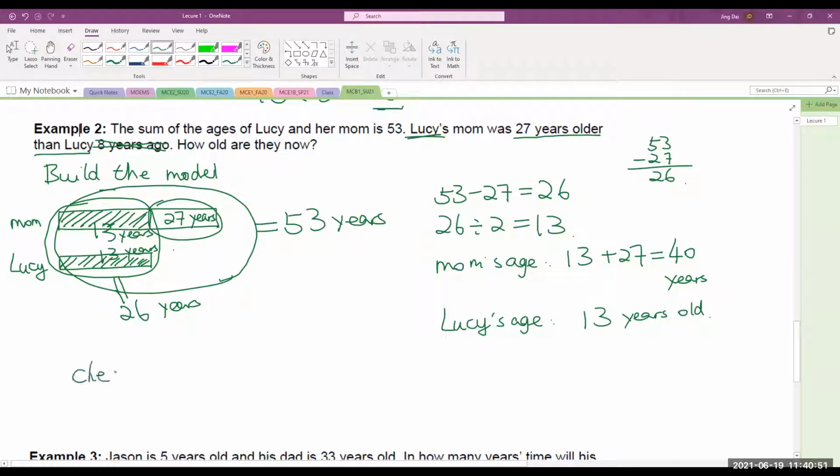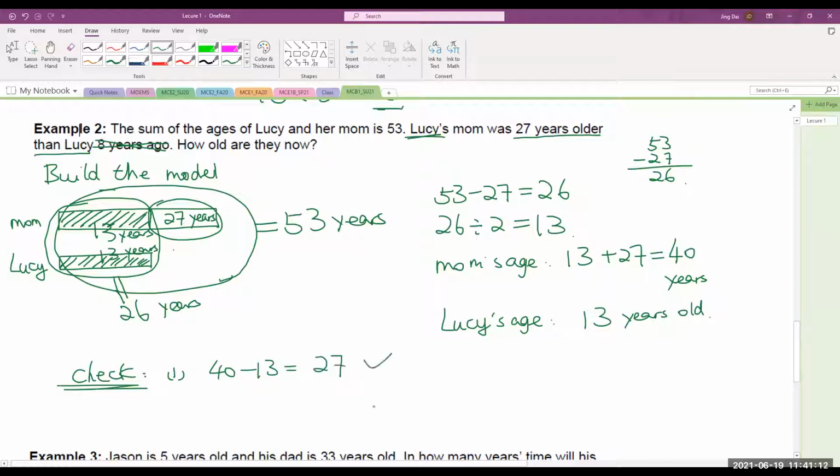So how do we check? When we get our answers, it's very important for us to check. There are two ways to check. First, we check their difference. 40 minus 13. Is it 27? Is mom 27 years older than Lucy? It is. Very good. Thank you.